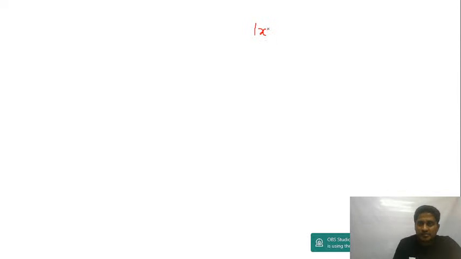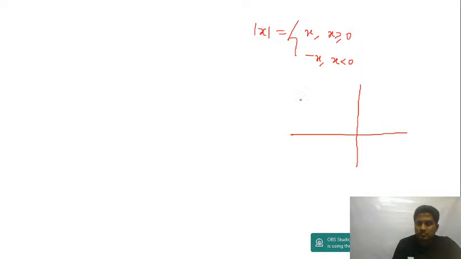Mod x is equal to x when x is positive, and minus x when x is negative. First PUC, the 11th standard. Mod is a V-shaped graph, and you get a sharp edge at 0. This is y is equal to x, and on the left side you get y is equal to minus x. It's a V-shaped graph.